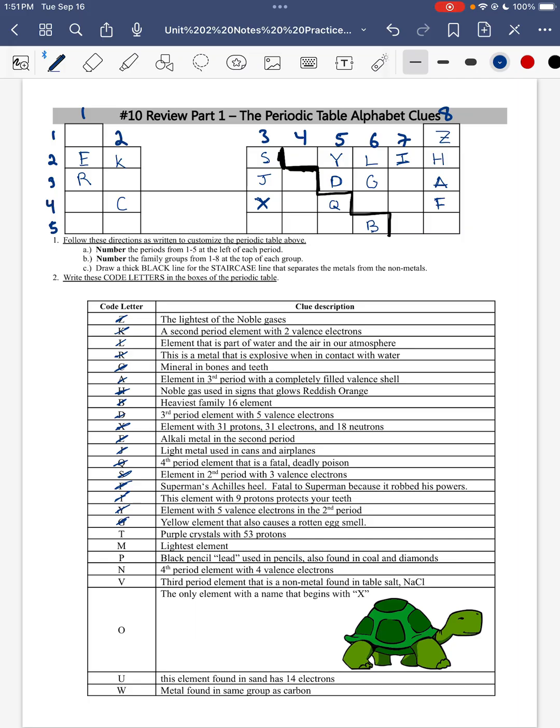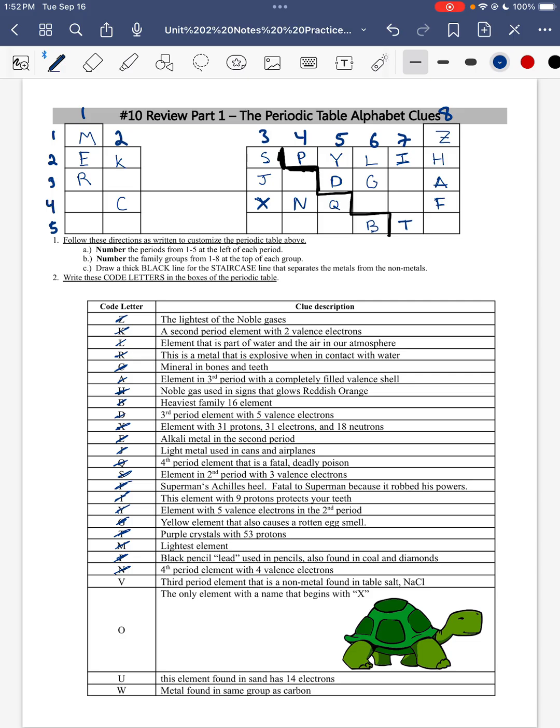Purple crystals with 53 protons, that's going to be atomic number 53, so I'll throw that right there. The lightest element is hydrogen, so I'll put M there. Black pencil lead used in pencils, also found in coal and diamonds. These are all describing things about carbon. Graphite is made of carbon. Fourth period element with 4 valence electrons, so period 4, family group number 4, I should say, is right here. So I'll put my N there.